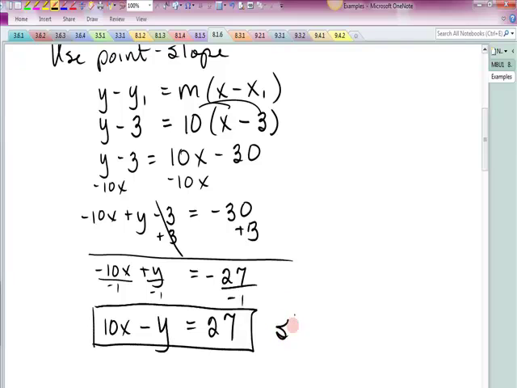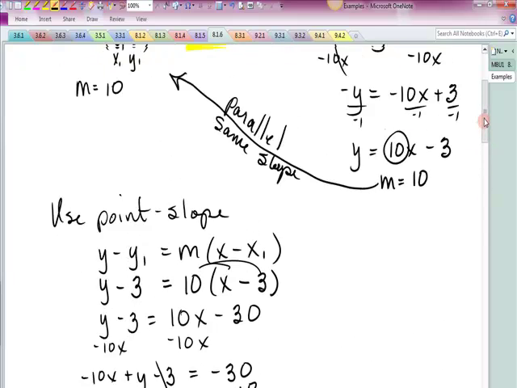This is standard form. X term, y term, equal sign, constant. The coefficient of the x term has to be positive. So, several things in this.